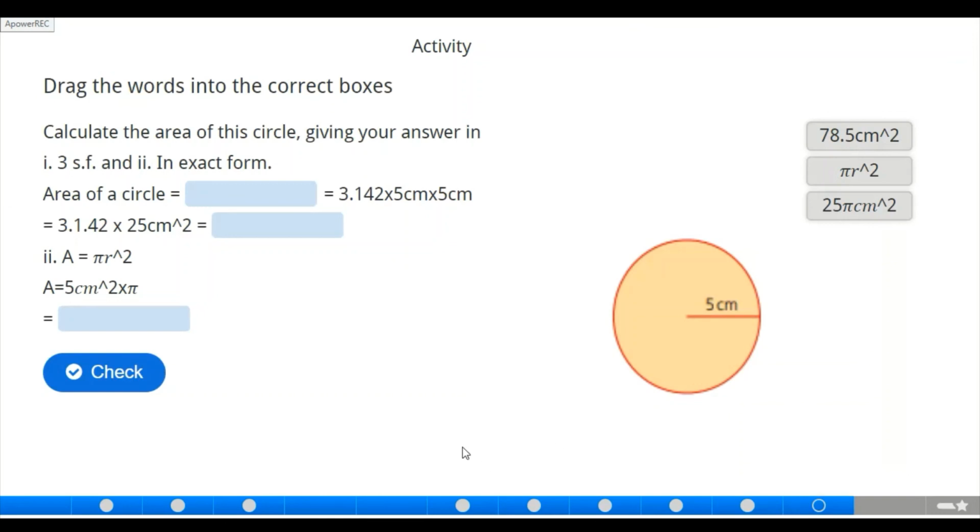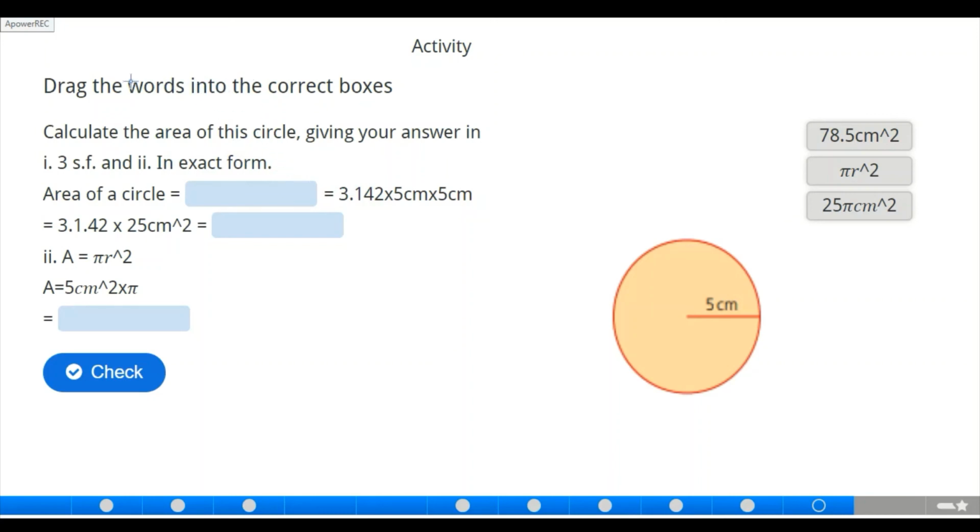Now we have to calculate the area of this given circle as well. The formula for calculating the area is pi r square. The radius has been given to be 5 centimeter. So we have to give our first answer in 3 significant figures, and the next answer we have to give in exact form. That is, we are not going to be expressing the pi.